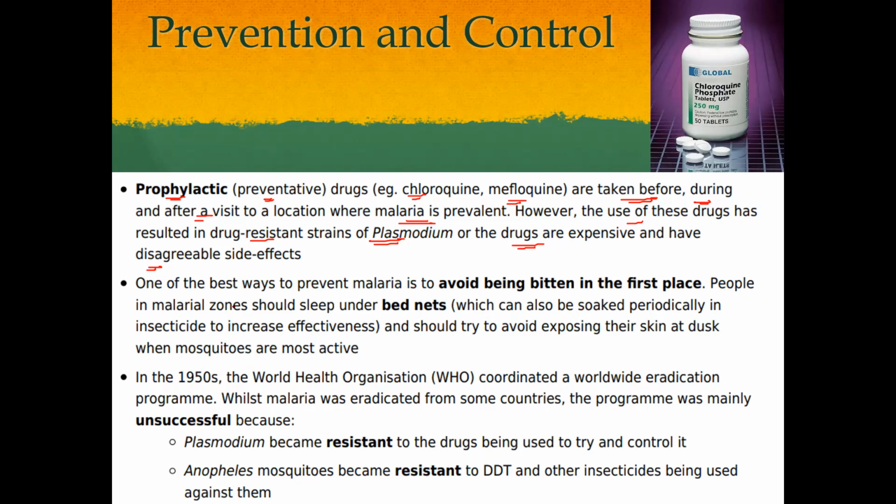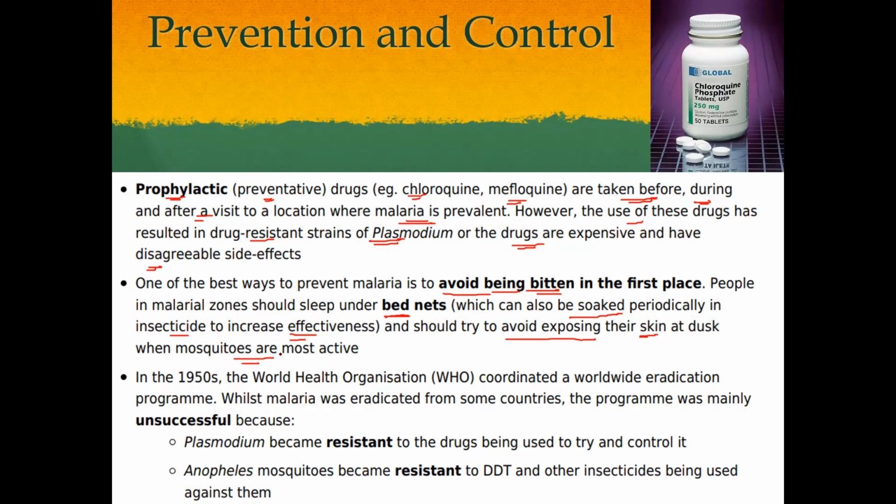But one of the best methods to prevent malaria is to avoid being bitten in the first place. And this is one thing that a person can actually do at his own level, right? So the people in malarial zones should sleep under bed nets, which can also be soaked periodically in an insecticide to increase effectiveness, right? And should try to avoid exposing their skin at dusk. So they can wear long sleeves, right? They should try to cover their skin as much as possible in places where mosquitoes are more active.